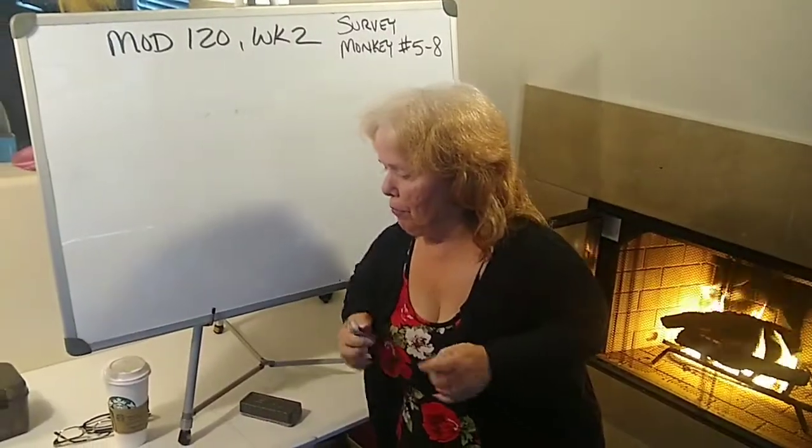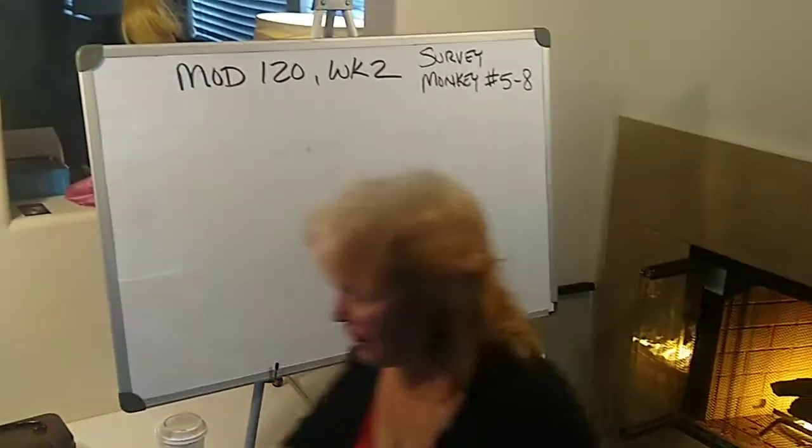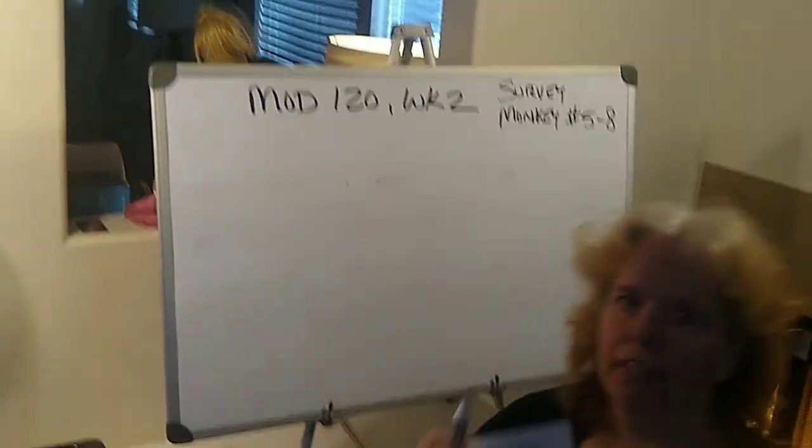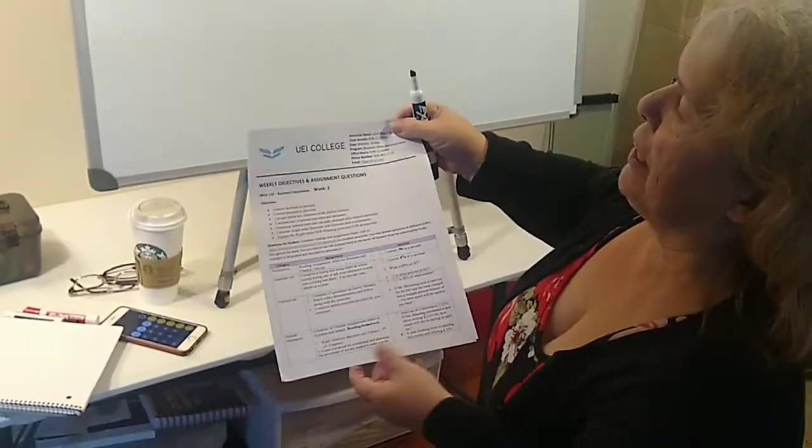Okay, so the first one is number 5. And again, this is how you get the questions off the weekly objectives and assignment questions, which I sent out to you through an email.